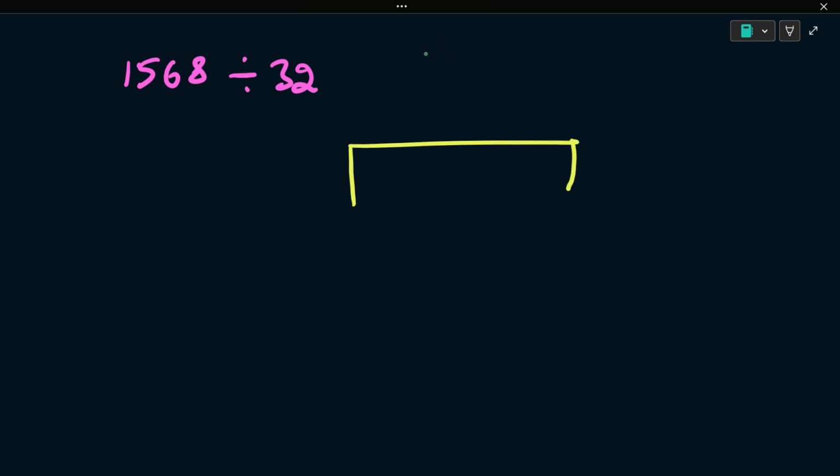So what is the dividend? The dividend is the number which is getting divided, right? So 1568 you'll be writing over here. And what is the divisor? 32. So 32 I'll be writing here.